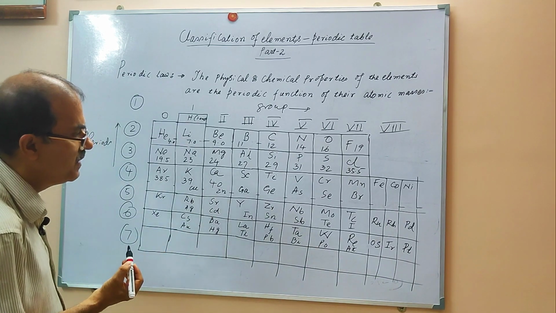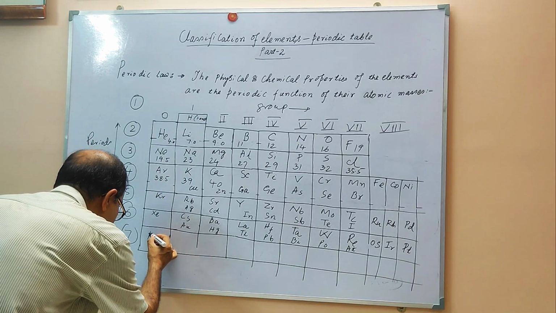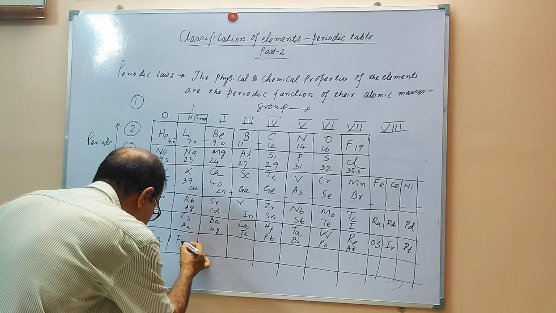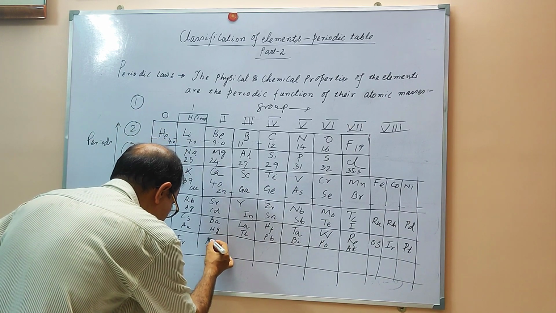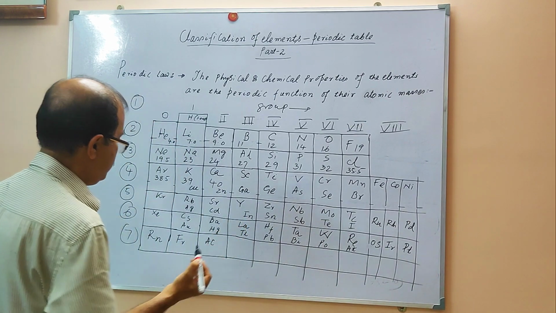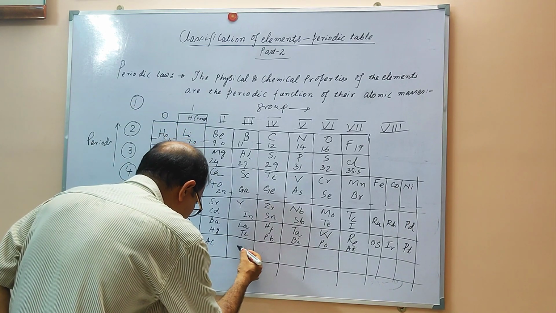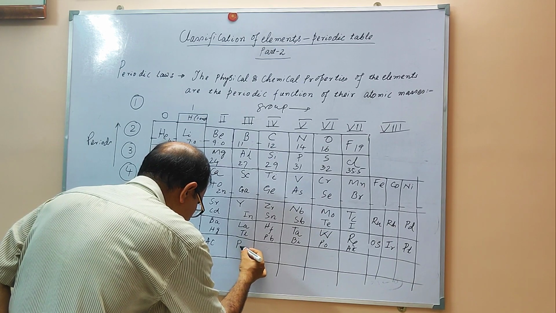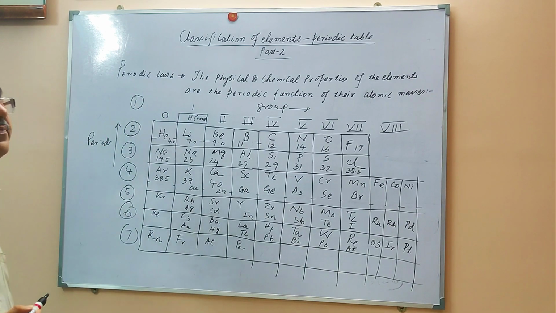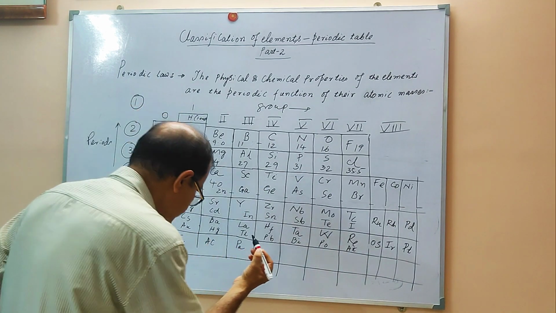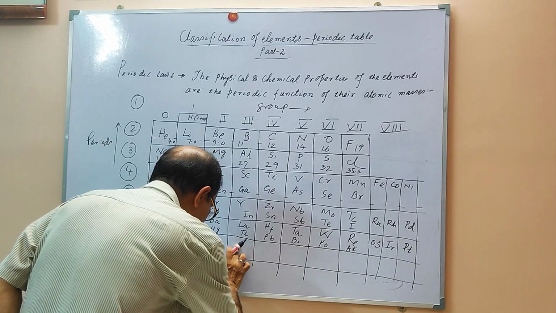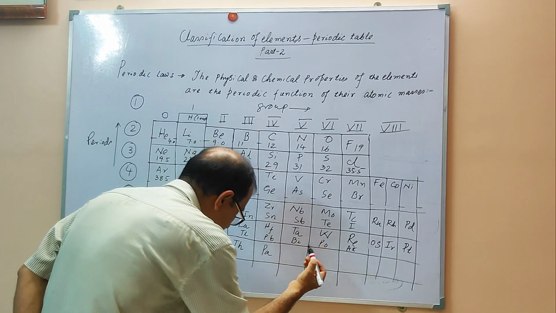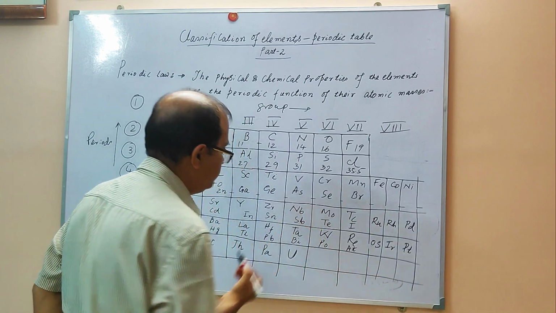In the 7th period, it starts with the noble gas radon, then francium, then actinium, then thorium, then protactinium, and then uranium.